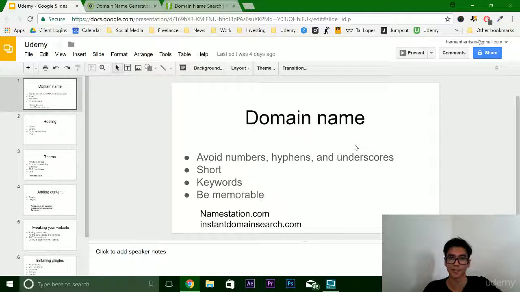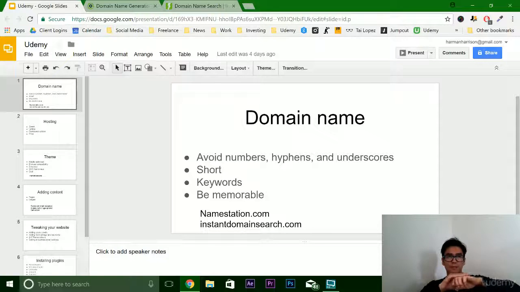Hyphens and underscores, ideally you want to avoid these because if you say cat's food, is it cat's dash food? Is it cat's underscore food? Most people don't even know what an underscore is. They think it's a minus sign, or is it a minus sign at the bottom? Like, I don't know. It just gets confusing. These are all things that confuse customers and people that are going to be typing in your website. You want to make it as seamless and as easy as possible for your end user to use and manage and type in.